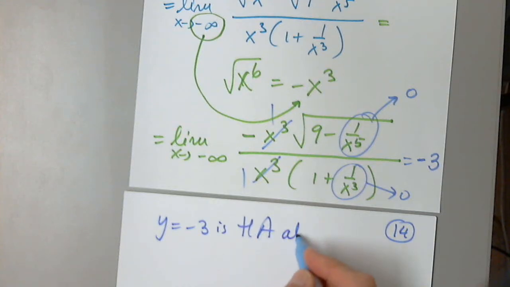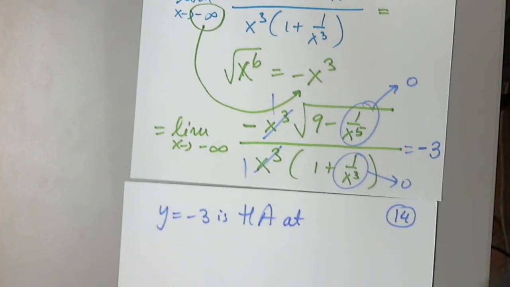So then we conclude that y equals negative 3 is a horizontal asymptote, specifically where? No, because that's what we determined. Only as x approaches negative infinity. It will not be negative 3 if x approaches infinity. It will be positive 3. Any questions? Any questions? Yes, please. Noah?